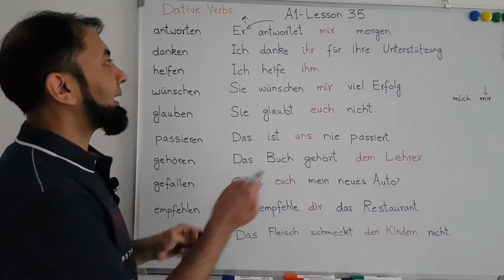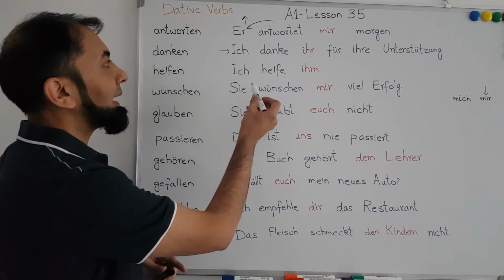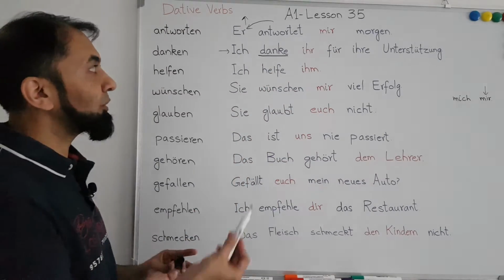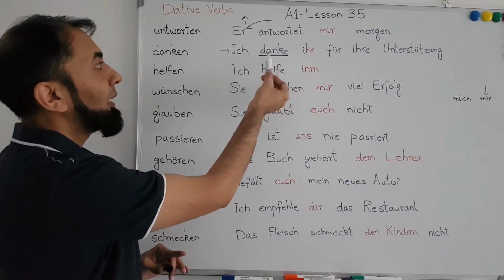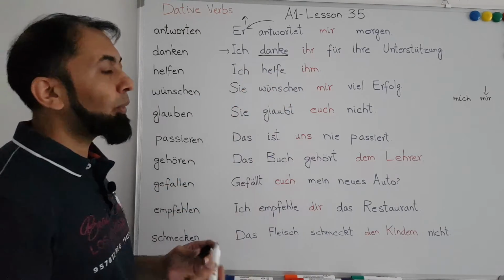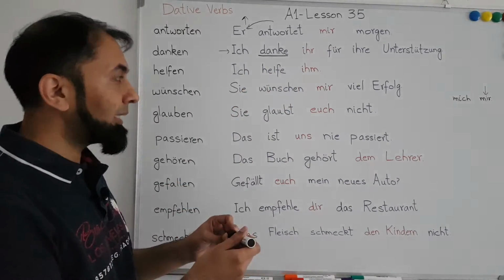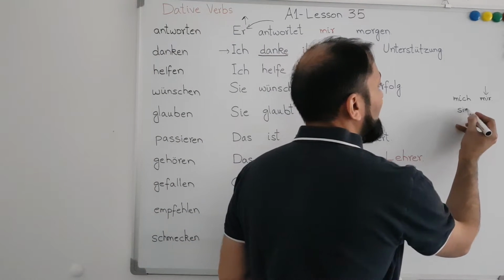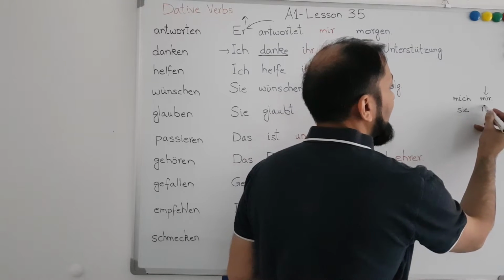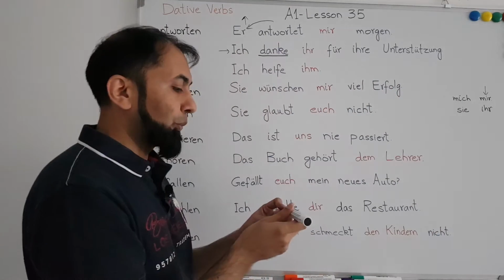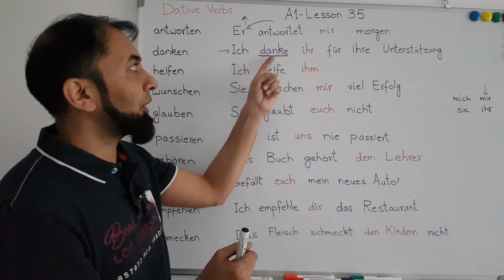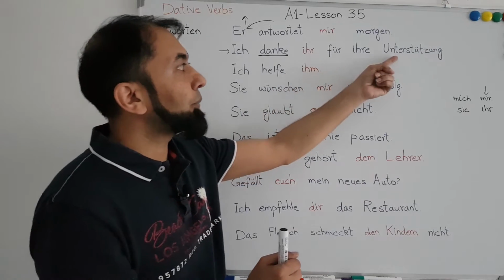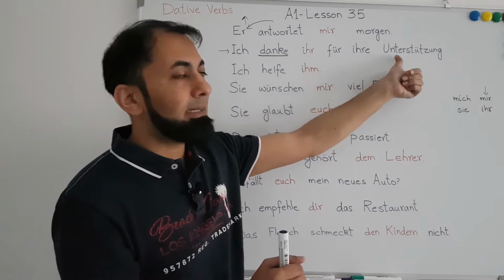Now, in this sentence, again, ich is the subject of the sentence and the verb will be conjugated according to the subject of the sentence. So, danken will become danke for the subject ich. And now, I thank her. Her in German language is sie in case of accusative and ihr in case of dative. Therefore, we have used ihr from the dative because the verb we are using is dative. Für ihre Unterstützung, for her assistance.